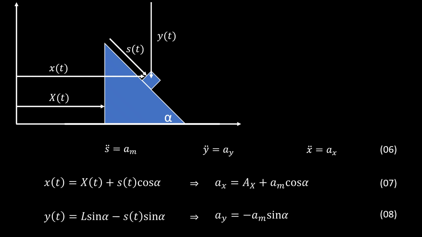Equation number 7 shows the relation between the horizontal acceleration of the block, the horizontal acceleration of the wedge, and their relative acceleration A sub m. Equation number 8 relates the vertical acceleration of the block, A sub y, to the relative acceleration between the block and the wedge, A sub m.